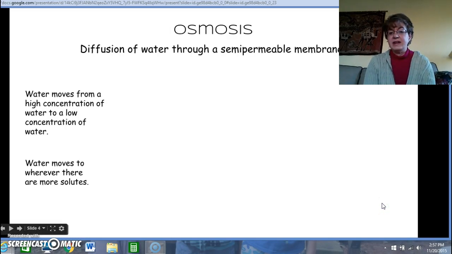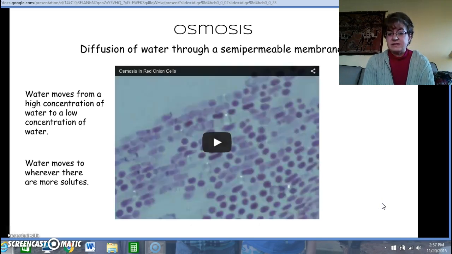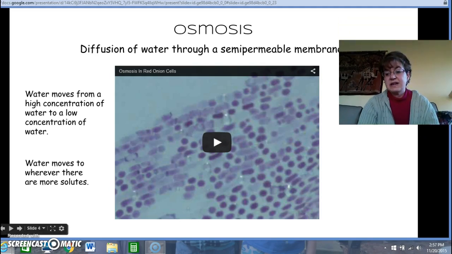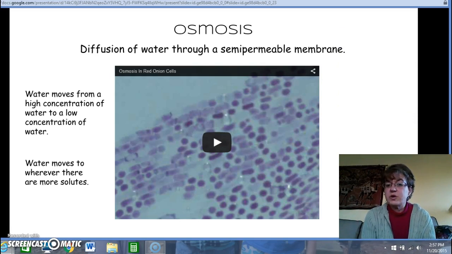Okay, the next thing to look at, we then looked at osmosis. And remember, osmosis is a little different than diffusion because it has the special requirement that it's diffusion of water through a semi-permeable membrane. And we looked at this when we took our red onion cells, we looked at them under the microscope, then we put salt water on them, and then what we were supposed to then put regular water on them again. And you'll see that in this video. So remember, one way that osmosis is defined is the movement of water from a high concentration of water to a low concentration of water.